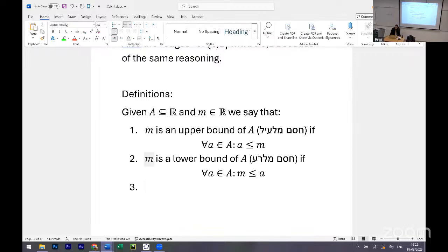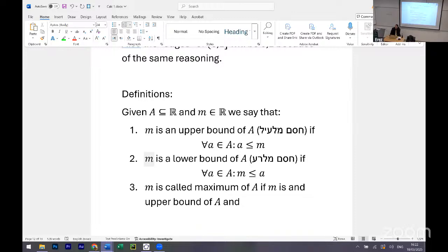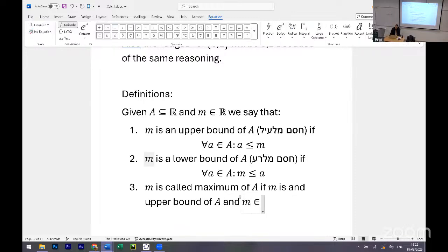Three. M is called the maximum of A if M is an upper bound of A. And what else? When will we say that an element is the maximum of the set? If it's bigger, I know, it's maximum. If it's in the set. In the set. And M is in A, exactly.